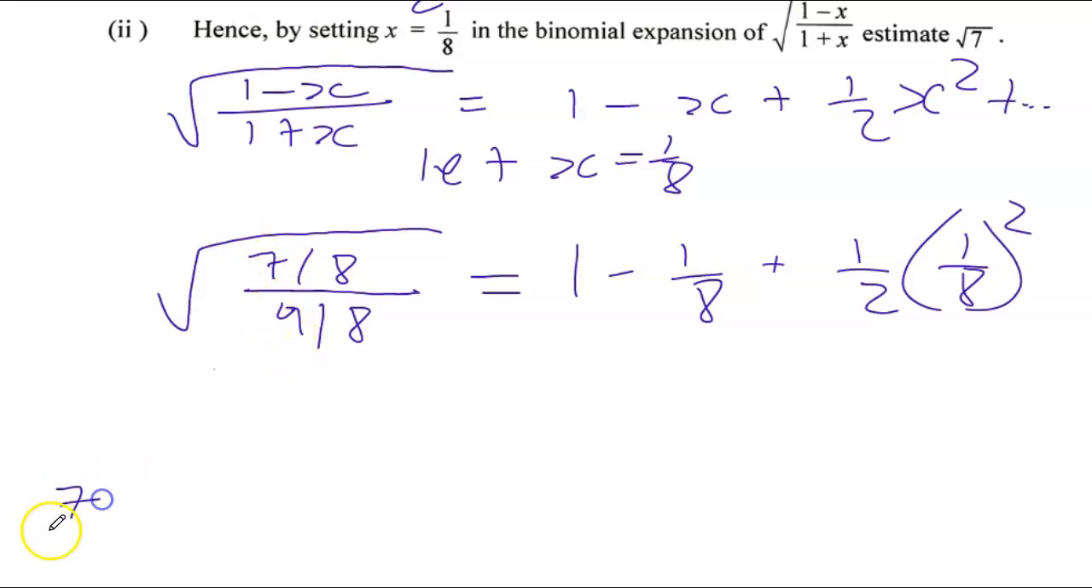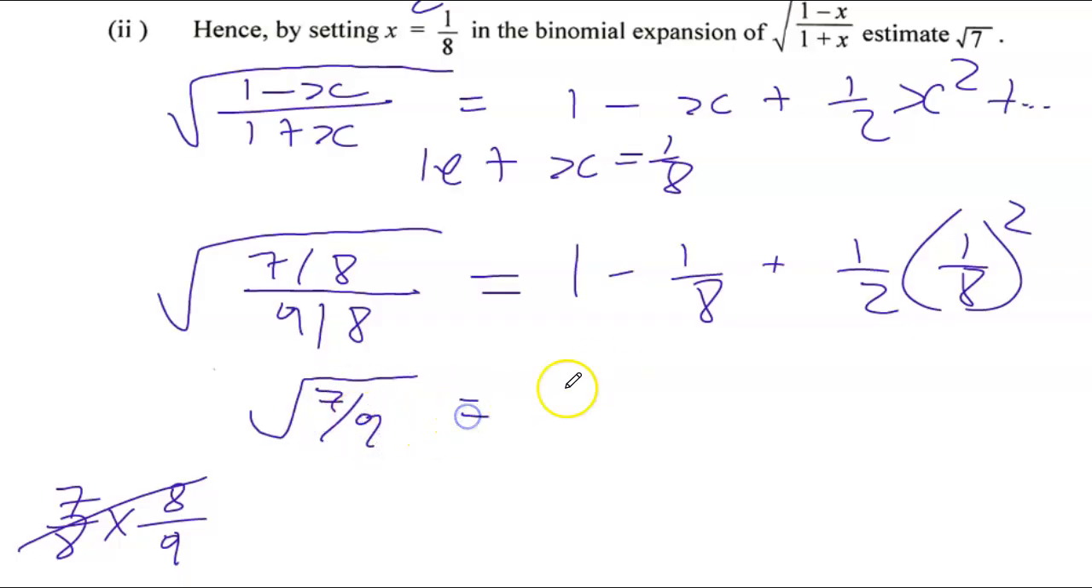Let's work it out. 7/8 divided by 9/8 is the same thing as 7/8 times, and you flip, 8 over 9. So that cancels. This simplifies to the square root of 7 over 9, equal to, and if we work this out, 1 minus 1/8 plus half 1/8 squared. Using my calculator, it simplifies the right hand side to 113 over 128.